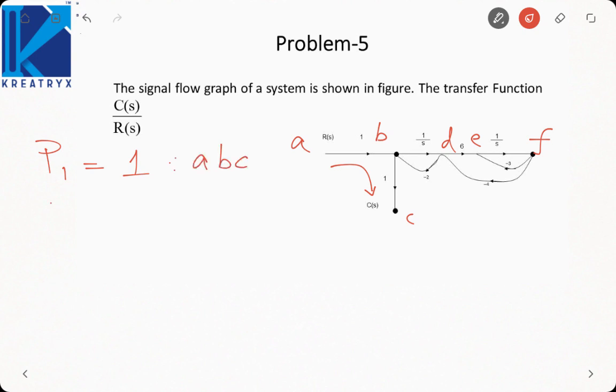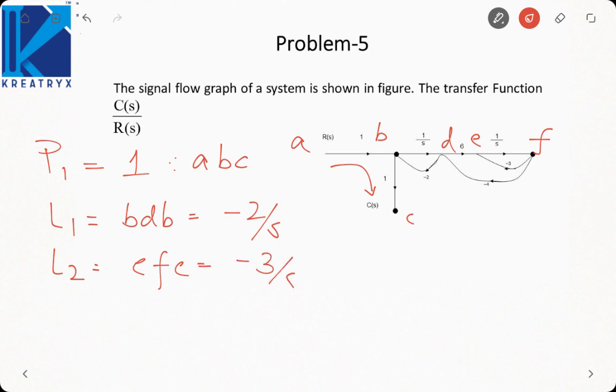Now if we consider loops, loop 1 will be B, D, B. It will be equal to minus 2 by S. Loop 2 will be E, F, E. It will be minus 3 by S. Loop 3, D, E, F, D, would be minus 24 by S.